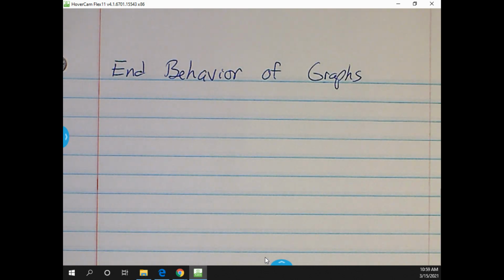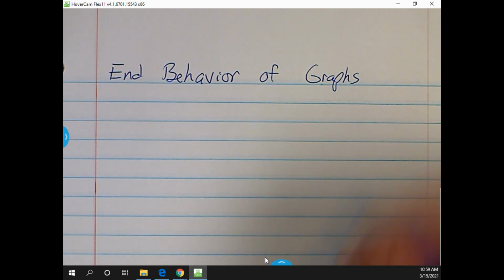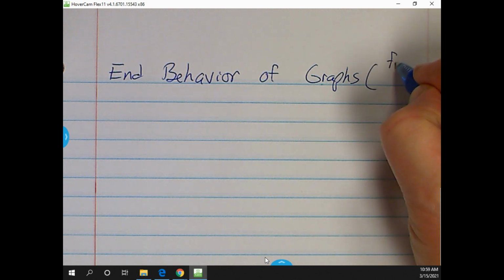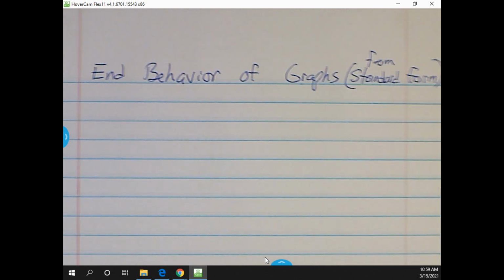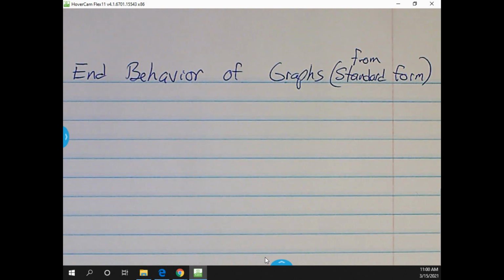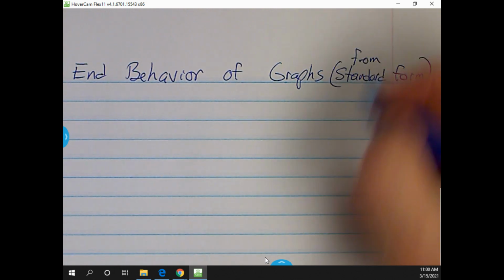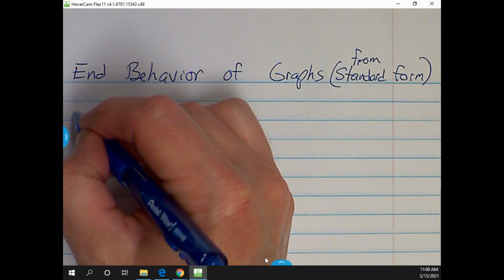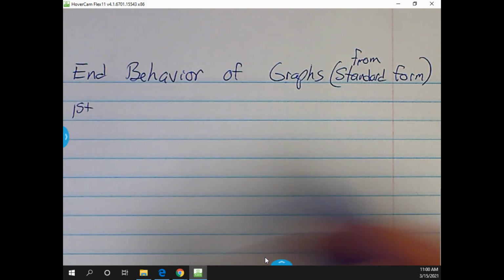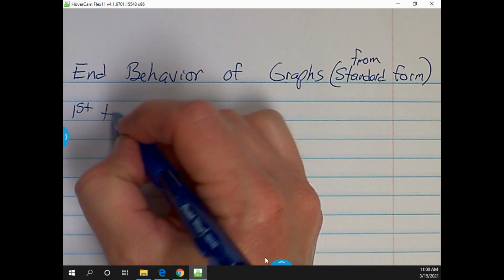All right, so when we're describing these, here's basically what we're going to do. When we're talking about the end behaviors, we're basically saying that this thing is written in standard form. So we've got it rearranged, and now our highest power of x is our first term.